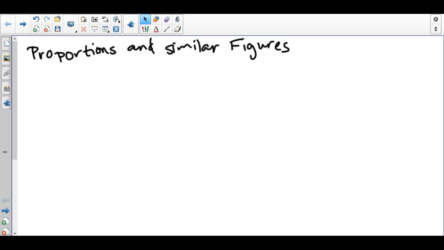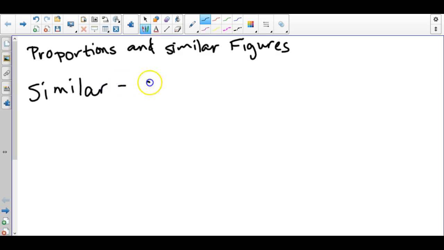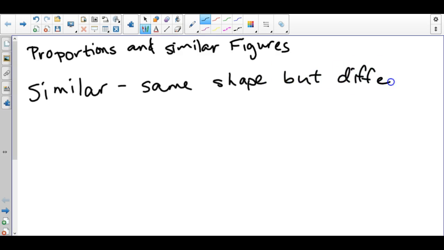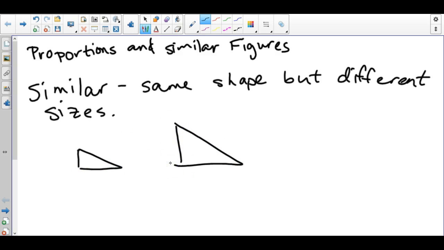This video will be about proportions and similar figures. Similar figures are two shapes that are the same shape but different sizes. So two triangles, but they would have to look exactly the same. Something like this. Whereas if I drew kind of a random triangle, that doesn't fit with these two.